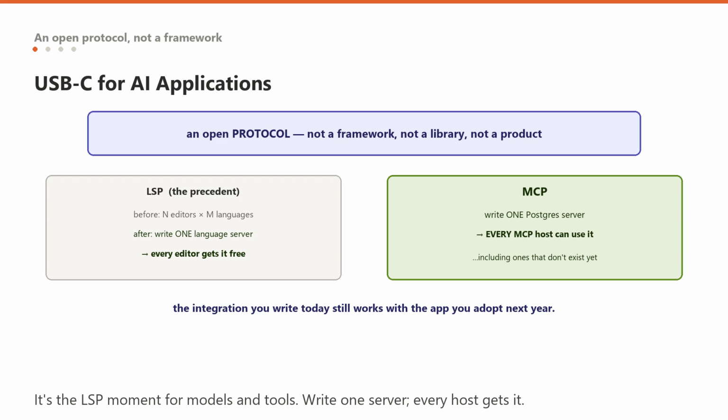You write one MCP server for Postgres and any MCP-compatible application, a desktop assistant, an IDE, an agent framework, one that does not exist yet, can use it unchanged. And that last part is the real prize. The integration you write today keeps working with the application you adopt next year. That is what a protocol buys you, and it is the entire reason MCP exists.